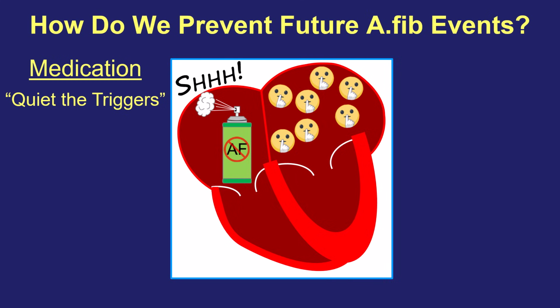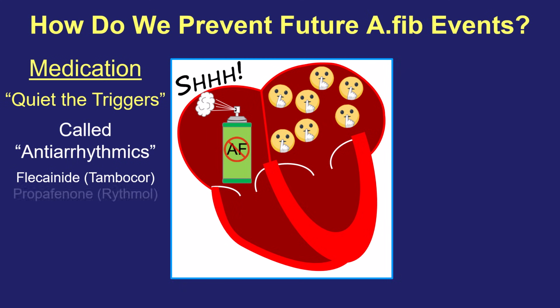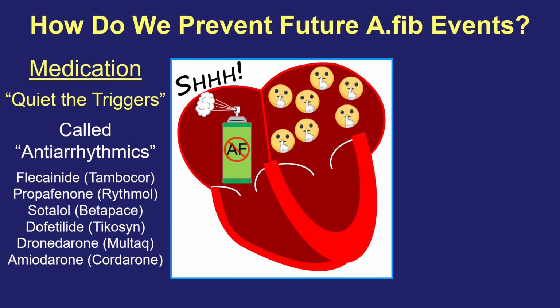Well, we don't quite have a spray, but we have pills. We have medications called antiarrhythmic medicines. And what these do is quiet down these trigger spots from firing. And by suppressing these spots, we can hopefully prevent future episodes from happening. There's a whole variety of medicines in this category, and I have them listed here. And there are pros and cons of each. There are some that we don't use in certain types of heart conditions. There are certain ones that are eliminated by the kidney, so people with kidney problems can't take them.